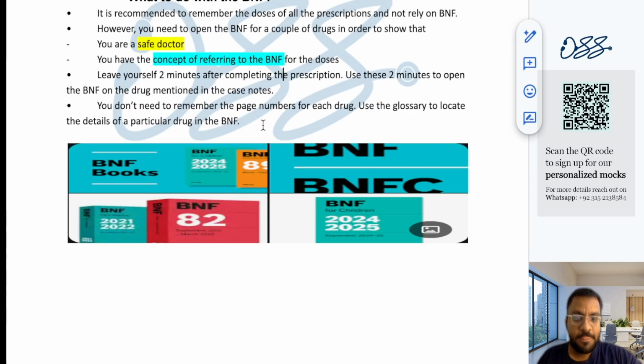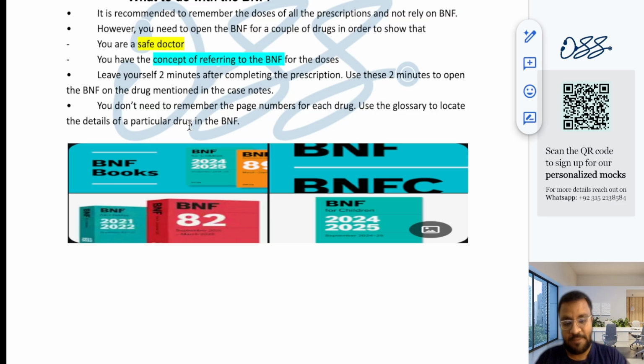Another important thing: a lot of people ask me, doctor, the BNF is this thick, how do we remember the page numbers, and should we remember the page on which a particular drug is mentioned in the BNF? Don't do that. Keep your life very, very simple. Just go to the very end of the book. There is a glossary that is mentioned. Just locate the drug name over there, and you're going to find the page number.